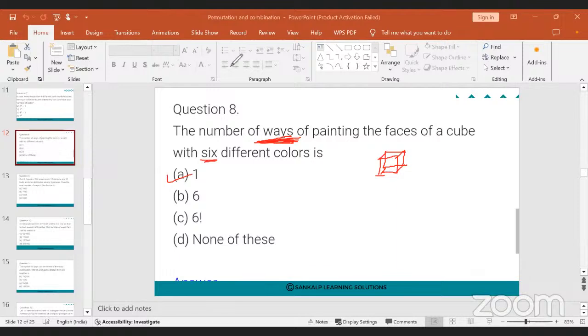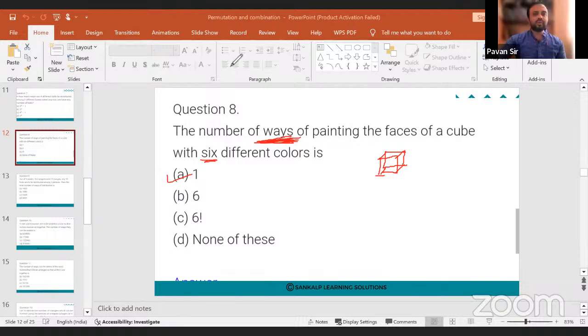Very simple. Is that clear? 1 is the answer, because the number of colors and the number of faces are the same. So when both are the same, you can say 1 is the answer. Okay? Next question.